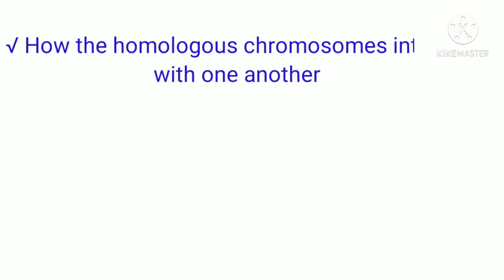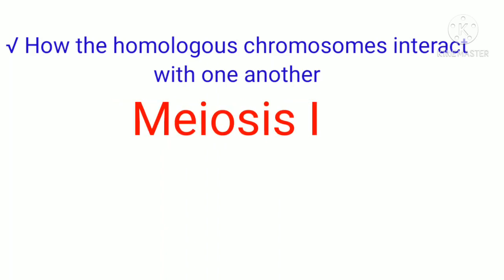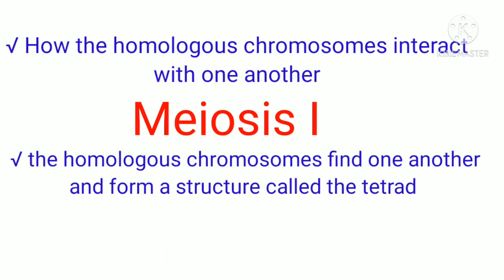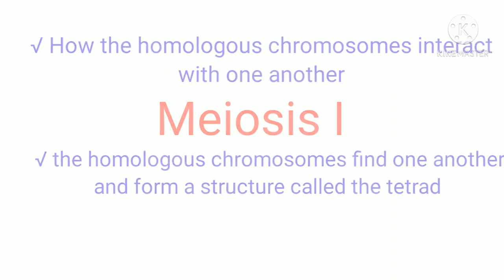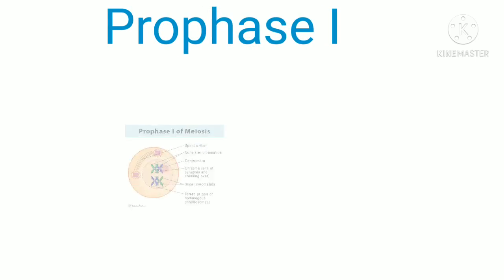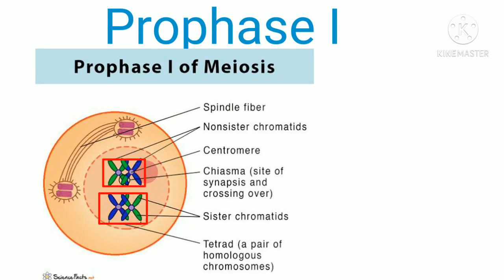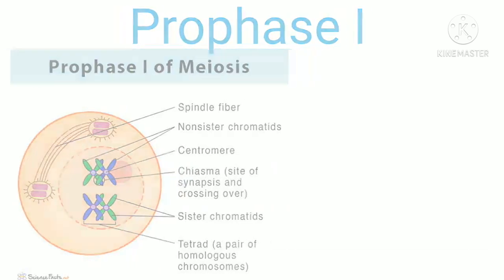So, what is the difference between the two divisions of meiosis? The differences occur in how the homologous chromosomes interact with one another. In the first meiotic division, the homologous chromosomes find one another and form a structure called the tetrad. During Prophase I, the homologous chromosomes interact with one another, which allows for the transfer of genetic material between the homologous chromosomes in a process known as crossing over or recombination.